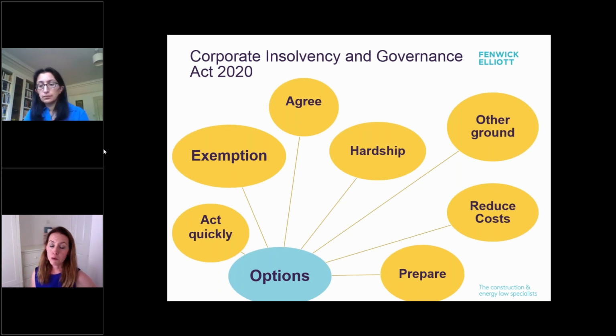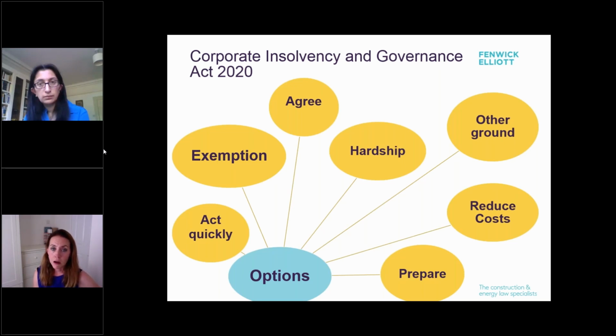So that, for example, might include the filing of a notice to appoint administrators, so you could get in quick before the administration is actually in effect. That's one option. The second option is to check if you fall within the exemption. So the Act does allow what it describes as small companies to be exempt from these provisions. So if you meet one of three criteria, then you're exempt.